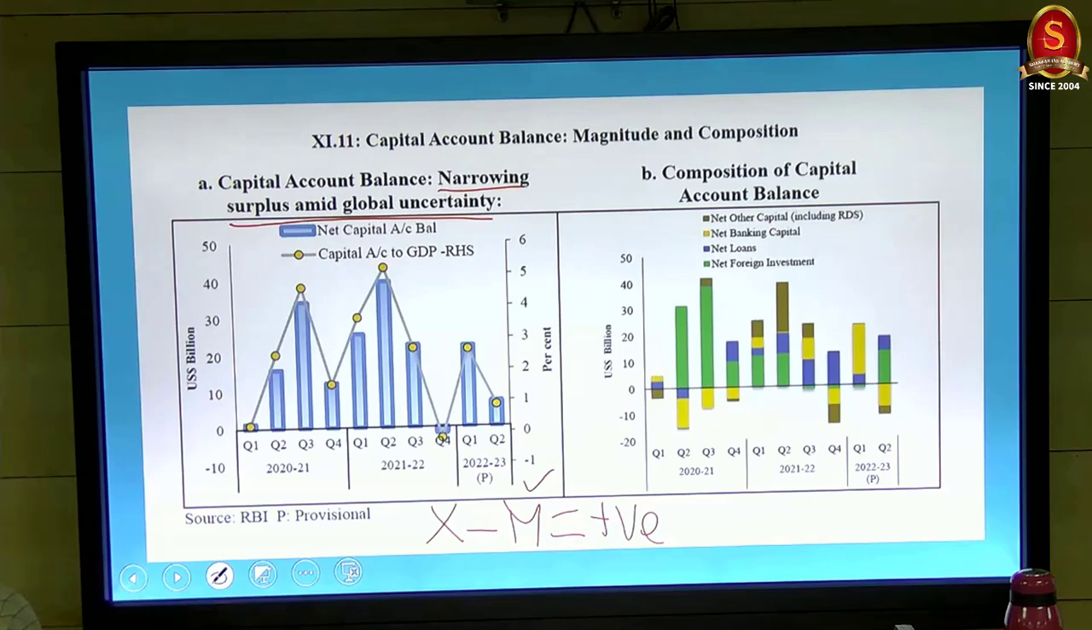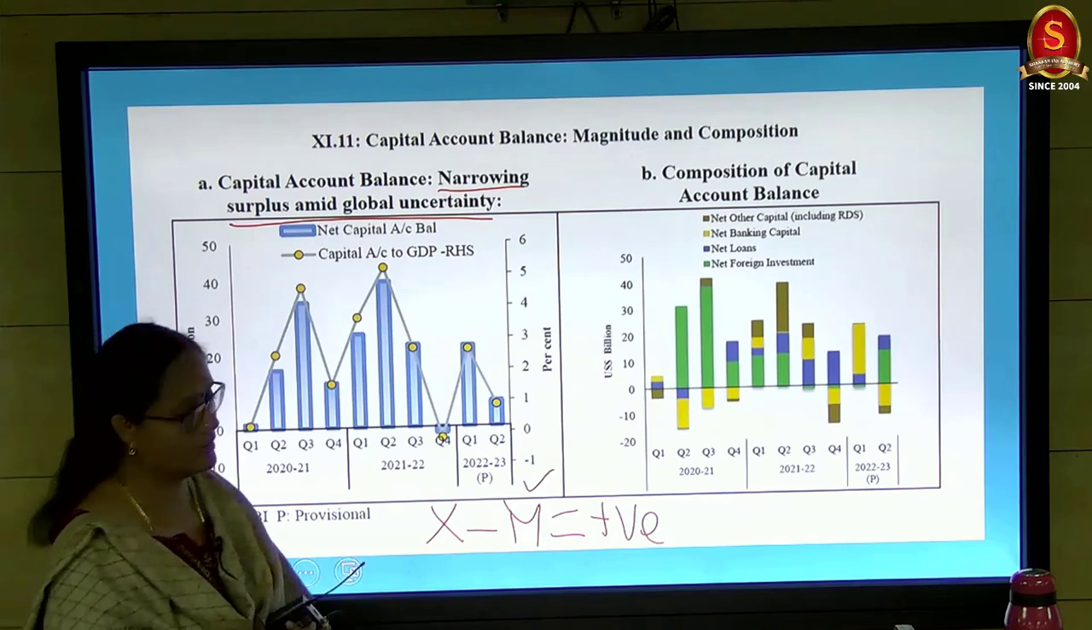Then also capital flies out. That is why I told you whatever goes out of the country is all M. Whatever comes inside the country is all X. Whether it is going into the pocket of RBI or going out of the pocket of RBI is the matter. Right? Why am I saying RBI?